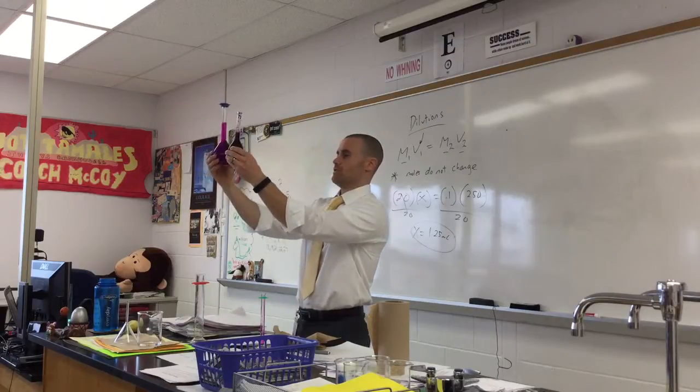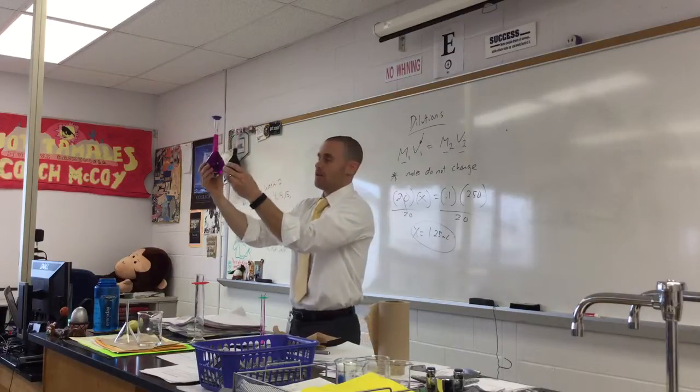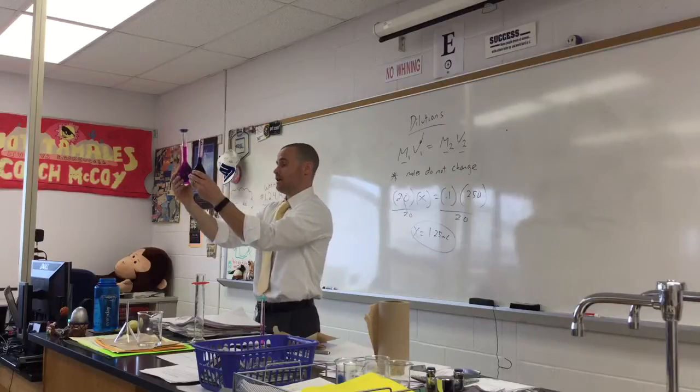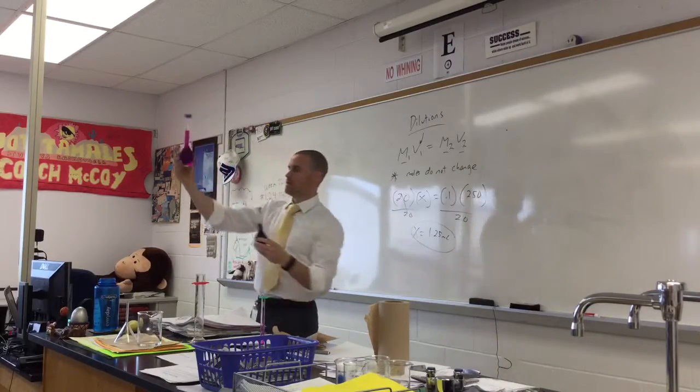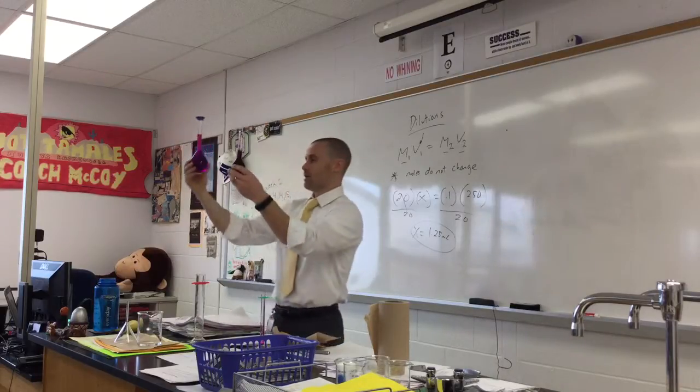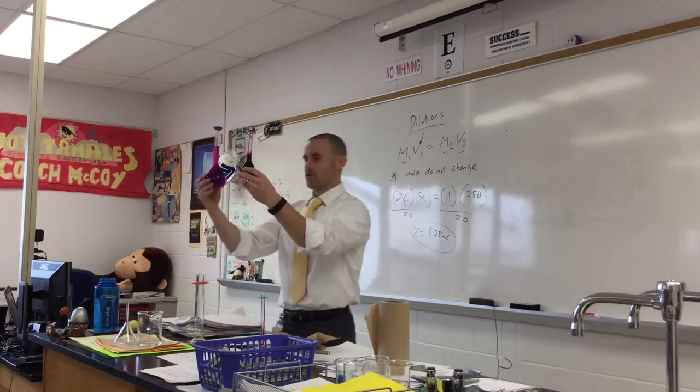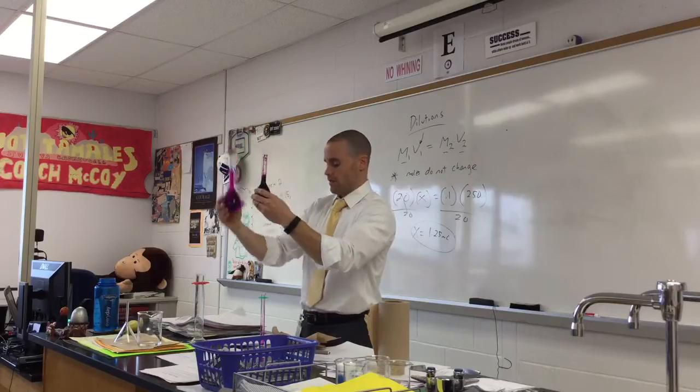There's your dilution. You can see this is lighter, not a ton lighter, but it actually is significantly lighter. It's significantly less concentrated. This is 20 molar. This is 0.1 molar. That's how you make a dilution. Okay? So that's how you make a dilution. I wanted to show you so you can have a visual.